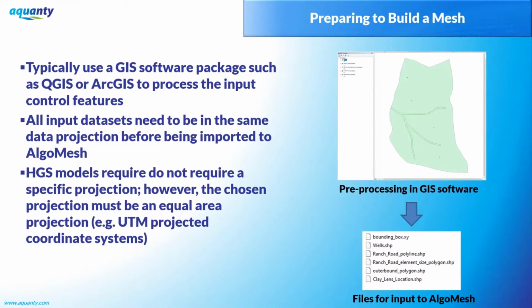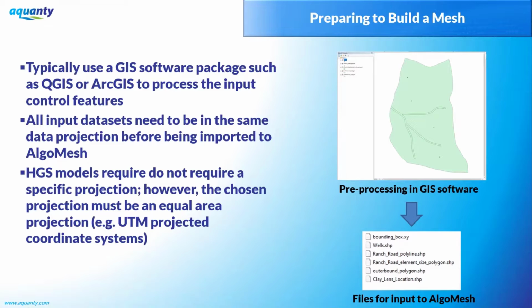So to prepare for building a mesh, we would typically use a GIS software package of some kind to process the input control features, some common ones being QGIS or ArcGIS. Most importantly, at this point, you need to choose a data projection for all the data sets and make sure that they all use the same projection before you bring them into AlgoMesh. We would want to use an equal area projection of some kind. UTM is probably the most common.